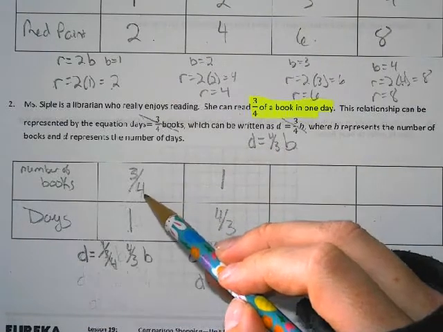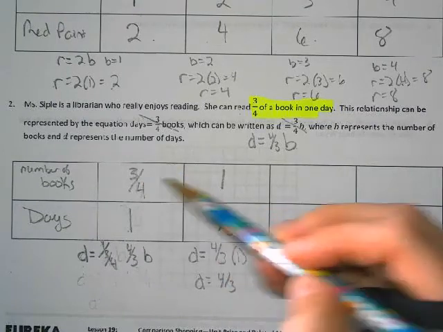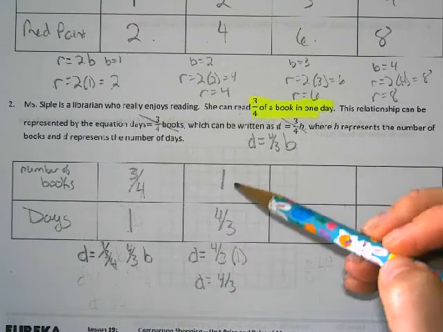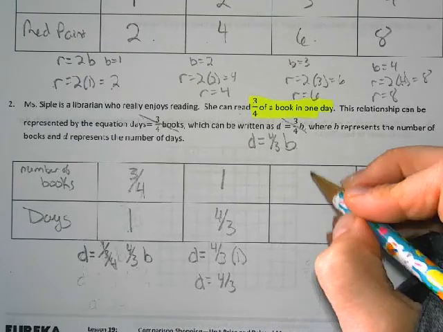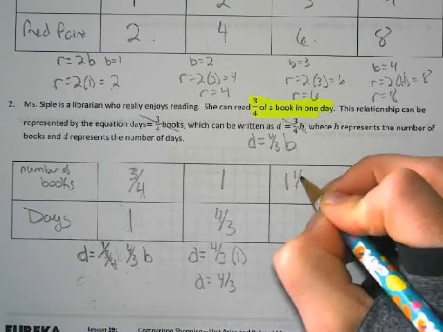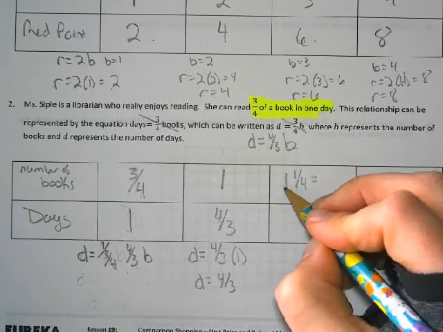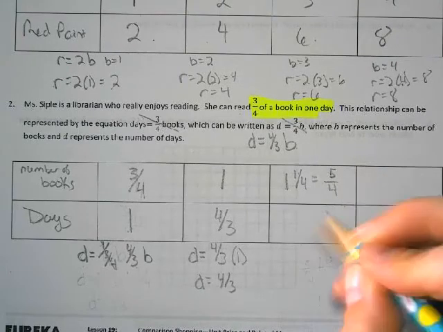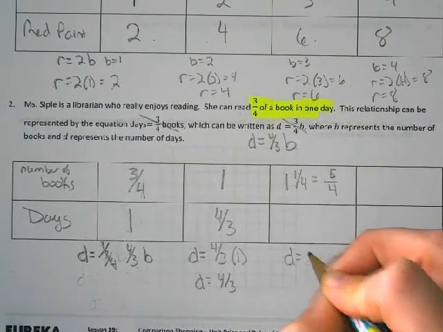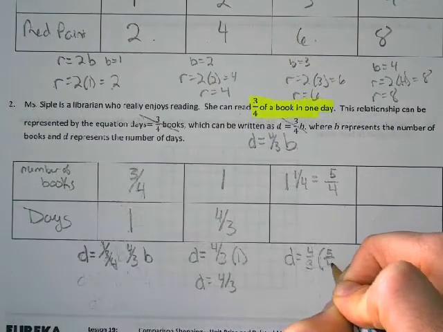If you look, I just counted by 2/4, which gave me 3/4 plus 2/4, plus 1/4 gave me 1. So I'm going to keep going by 1/4. And so this days would be 1 and 1/4, which as an improper fraction, 4 times 1 is 4, plus 1 is 5, so that's 5/4. I'm going to plug it into my equation. I have days equals 4/3 times 5/4.